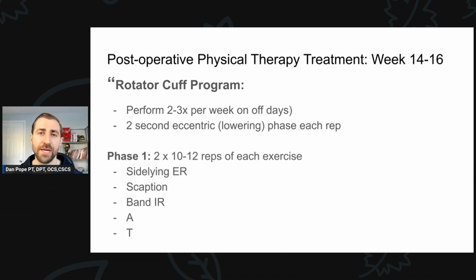And on the off days, so 2 to 3 days a week, that would be Tuesday, Thursday, potentially Saturday, we want to perform a rotator cuff program. And my phase 1 exercises of choice are going to be sideline external rotation, scaption, band internal rotation, A's, and T's. I prescribe 2 sets of 10 to 12 repetitions of each.